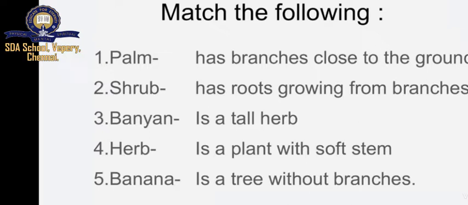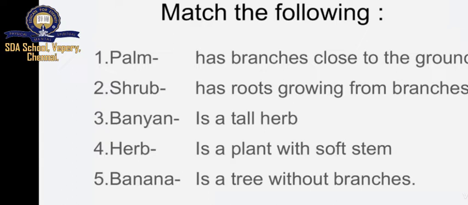So now, first question, palm. So what is the answer for palm? Palm, the answer is, it is a tree without branches. Very good, children. Second one, shrub. What is the specification about this shrub? It has branches close to the ground. Yes. Third one, banyan. What is the specification about banyan? It has roots growing from branches. Very good. Fourth one, herb.